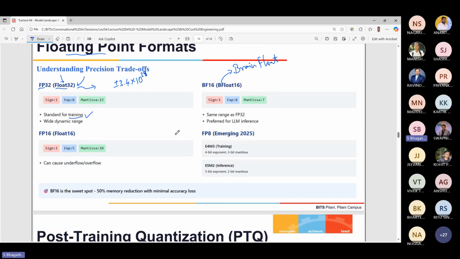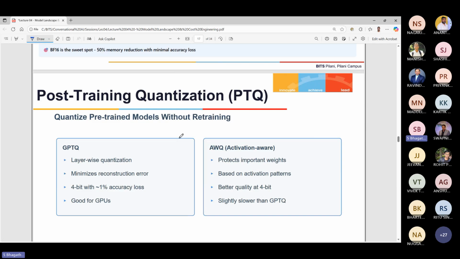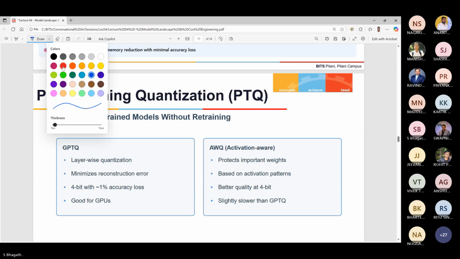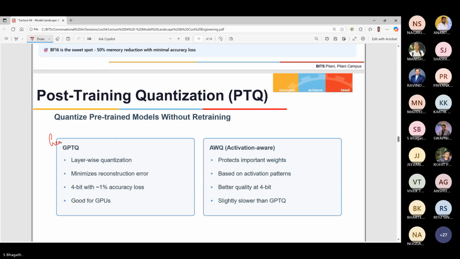So the point is, when you do quantization, you can reduce the size. Okay. What is this GPT? Somebody knows what is the GPT? In quantization, general post-training quantization. Okay. So right here: general post-training quantization. So this is what is post training.